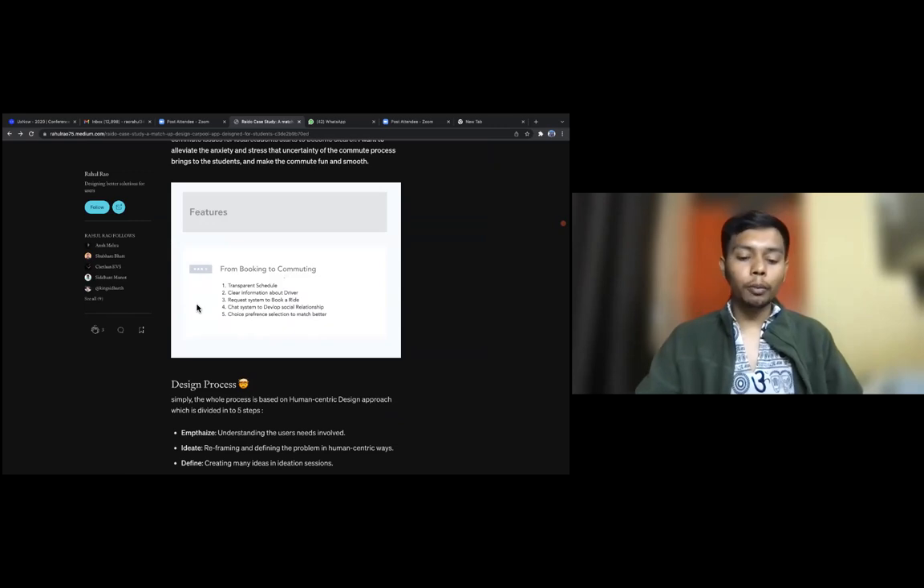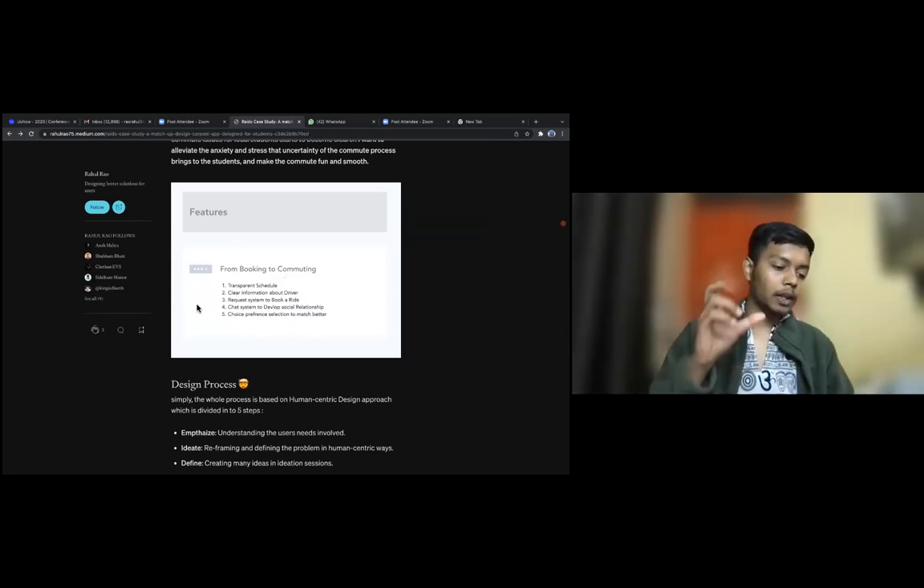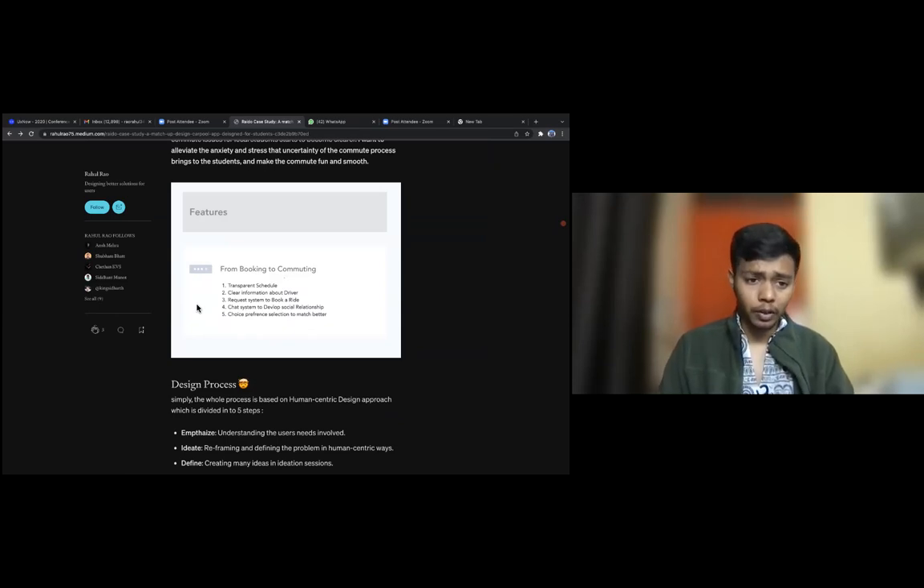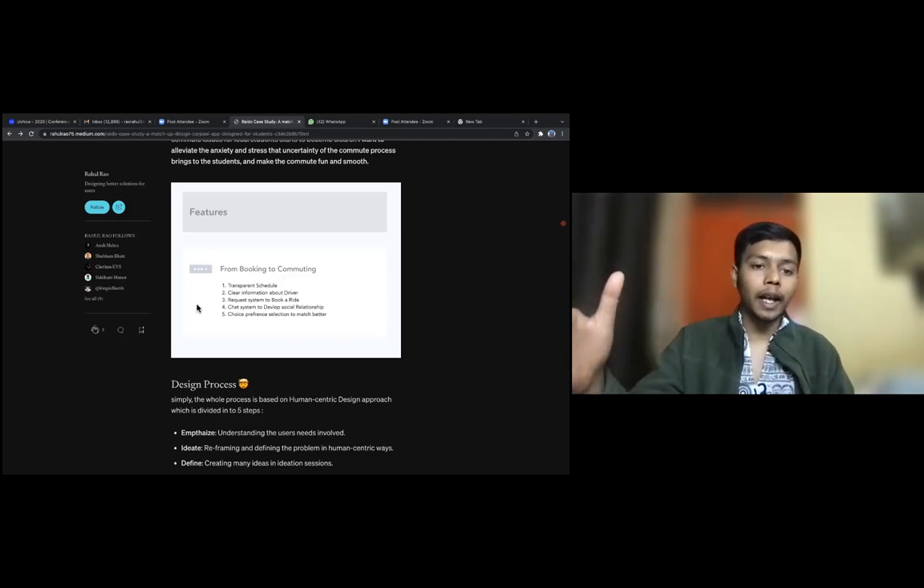The problem statement was simple: students were facing difficulty while commuting. But when you try to solve a problem, you have multiple use cases or various scenarios that you should keep in mind. I have a particular problem statement, so what can I do with that? What is the maximum extent that I can go with that?